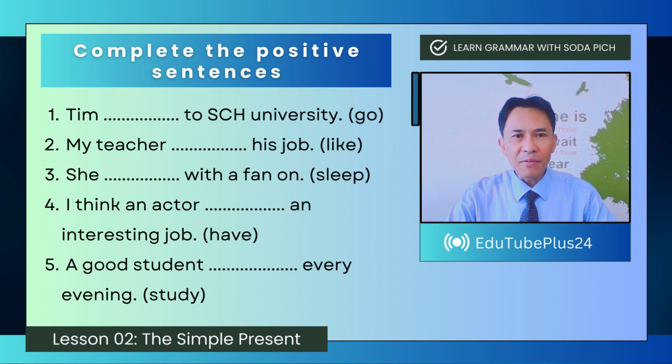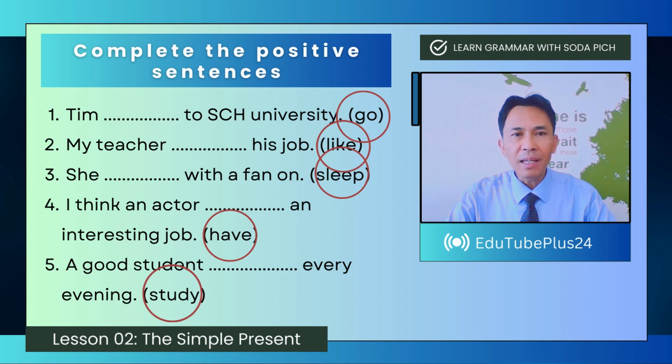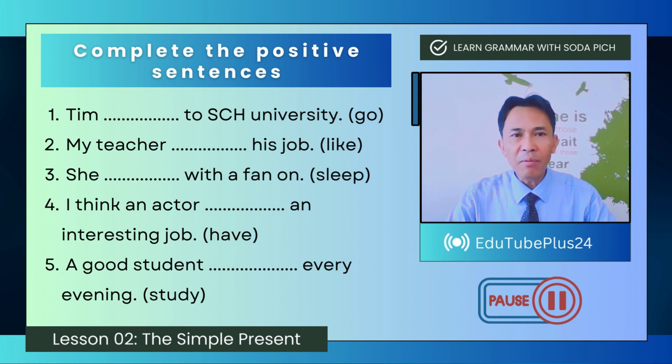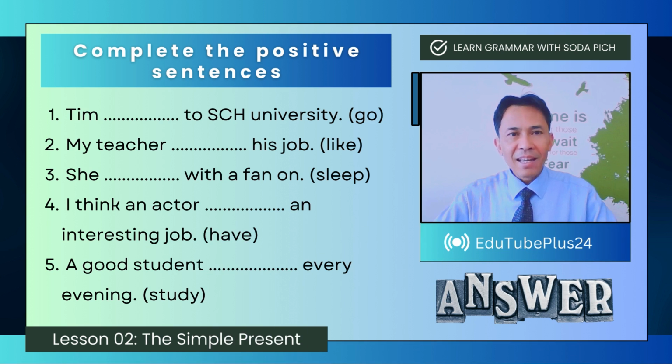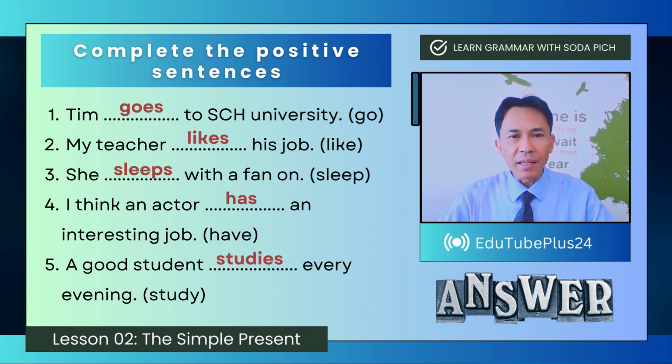Now it's time for a few activities. Complete these positive sentences using the verbs provided in parentheses. You can pause the video while you work. Okay, let's check how you did. Number one, Tim goes to SCH University. Number two, my teacher likes his job. Number three, she sleeps with a fan on. Number four, I think an actor has an interesting job. Number five, a good student studies every evening.